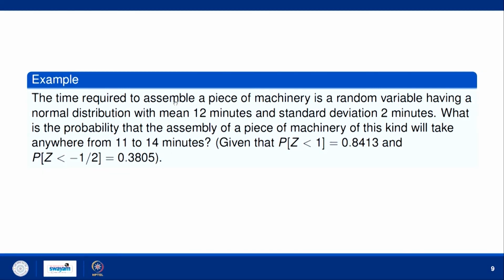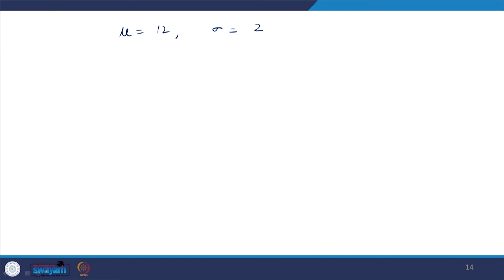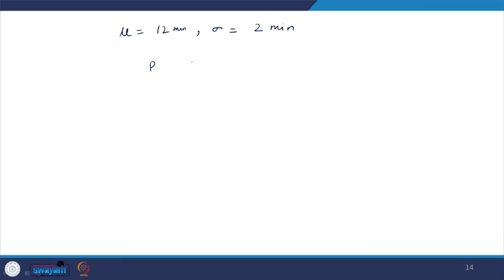So, what is given to us? It is given to us that mu is 12 and sigma is 2, 2 minutes. What is the probability that assembly of a piece of machinery of this kind will take anywhere from 11 to 14 minutes? So, what we have to find? We have to find the probability of x when x is between 11 and 14.